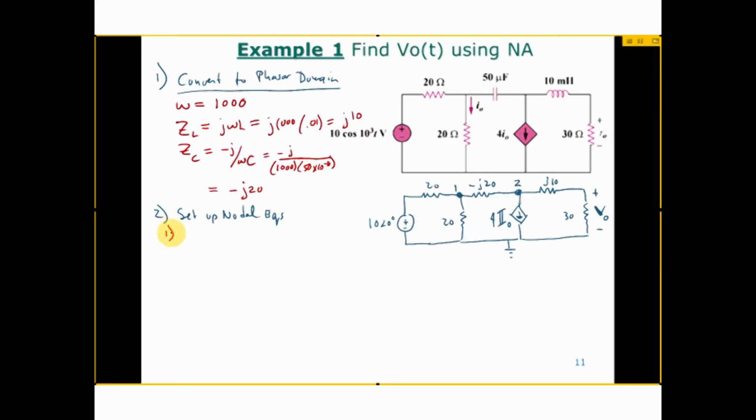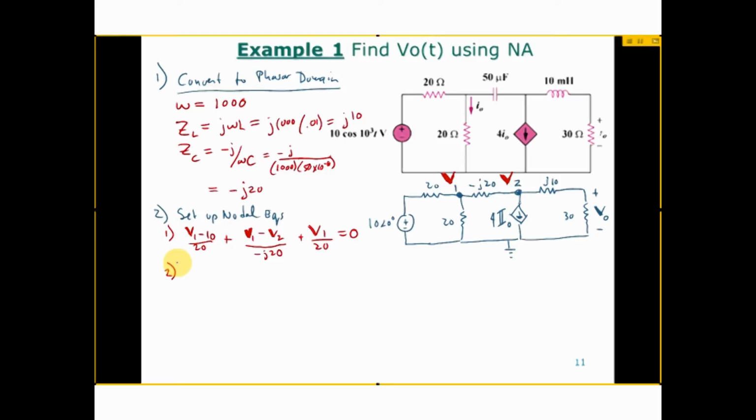At node 1, what am I going to write for the equation? Let's call this V1. So V1 minus 10 over 20, plus V1, and these are phasor V1s, right? These are actually complex values too. So phasor V1 minus phasor V2 over minus J20, and then what else? Plus V1 over 20 equals 0.